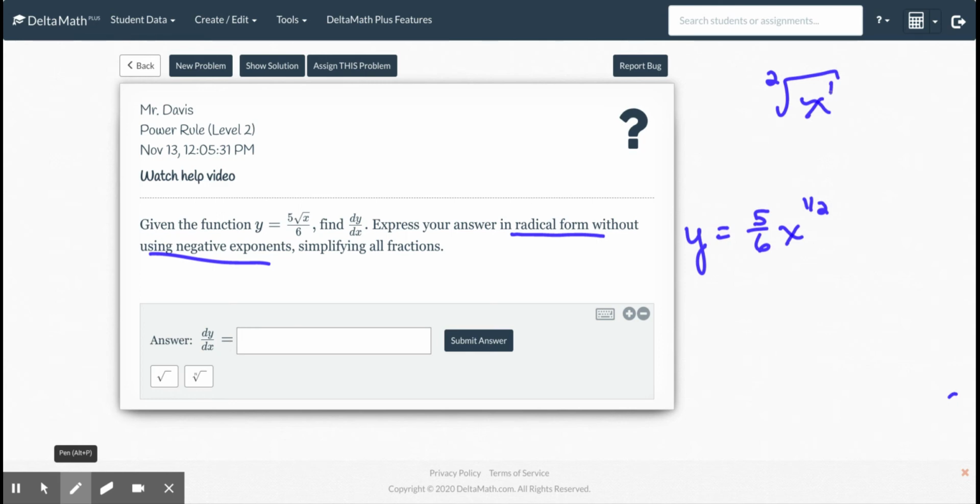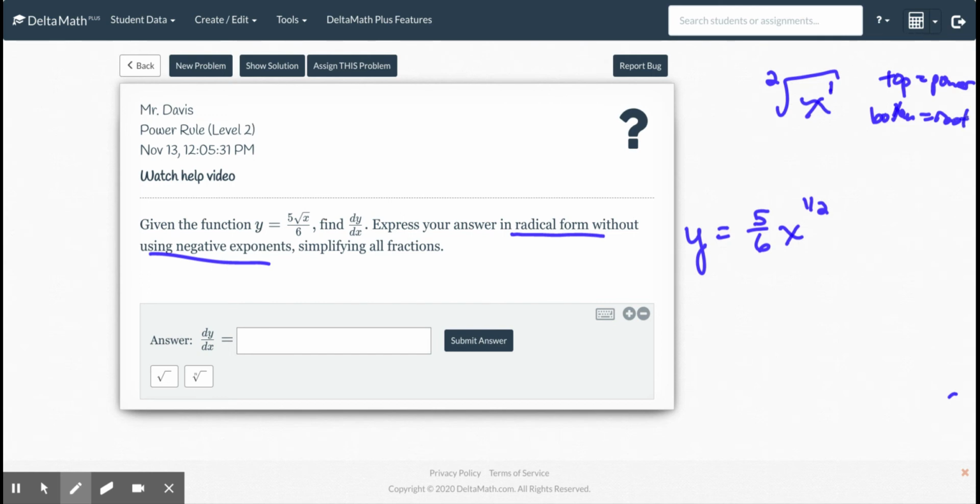But remember, the top is the power, and in this case would be the inside, and then the root becomes the bottom. So the top is the power, and the bottom is the root. That's how I remember it.